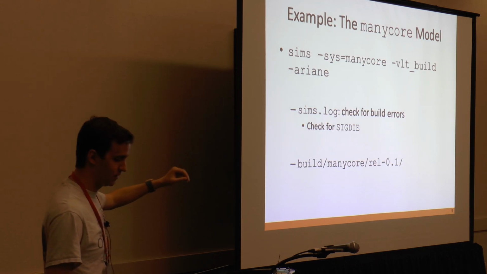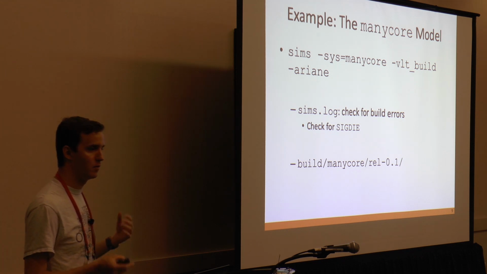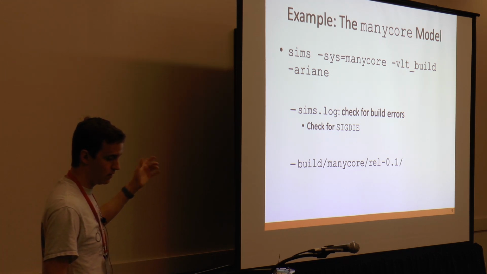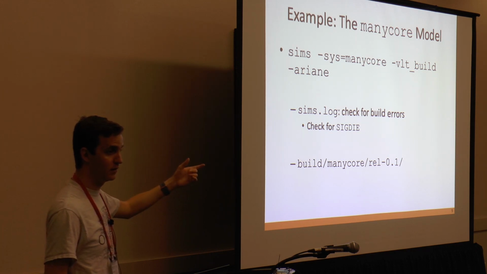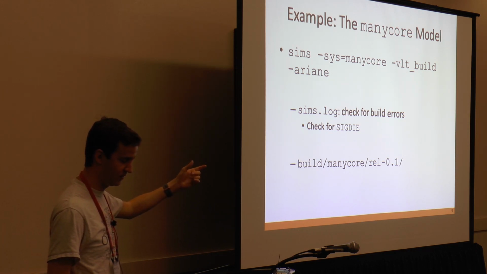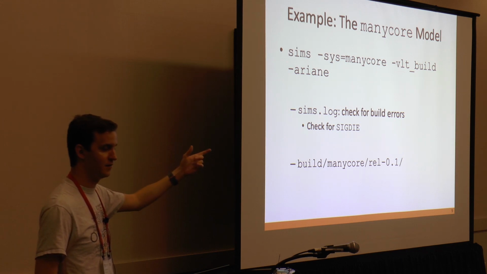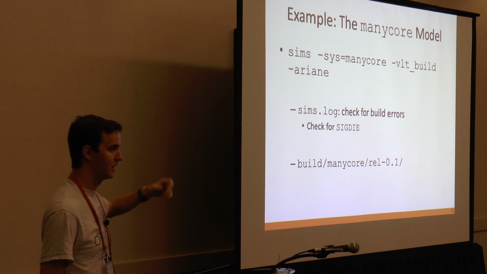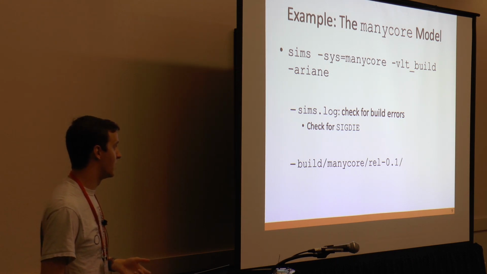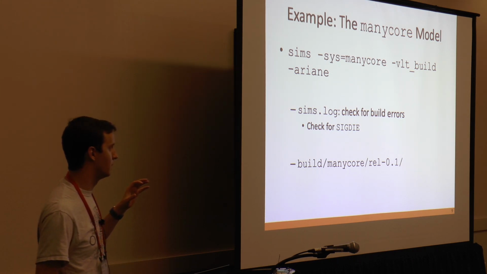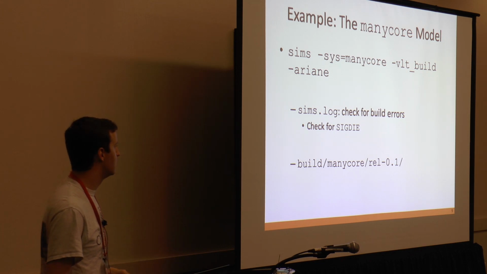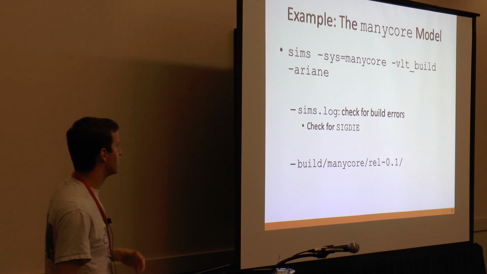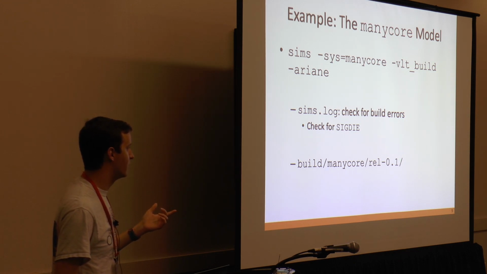So for example, if we were to build a Manycore model of a couple of cores put together, we could call sims, indicate that we want to build the Manycore simulation model with the flag VLT build, and a flag called for Ariane to indicate we want to build an Ariane core. This will then cause the Manycore model to be built, and we can check the sims.log file for errors.